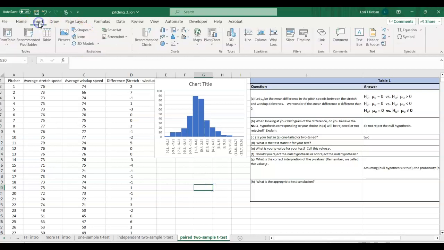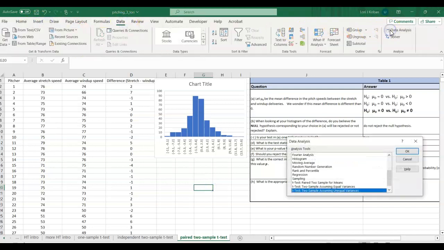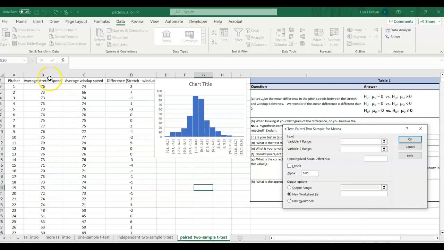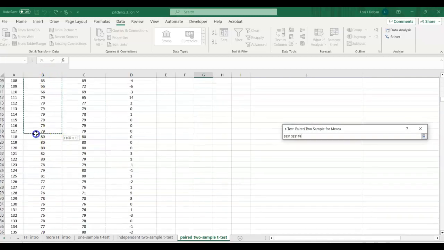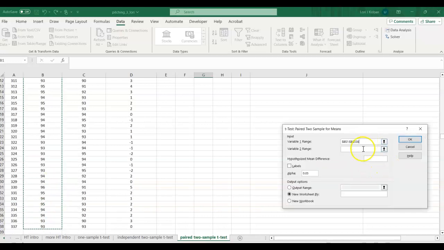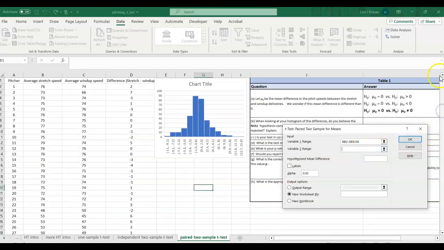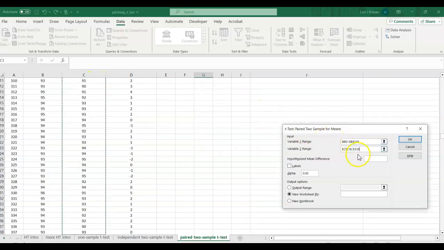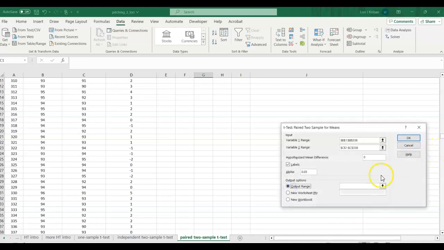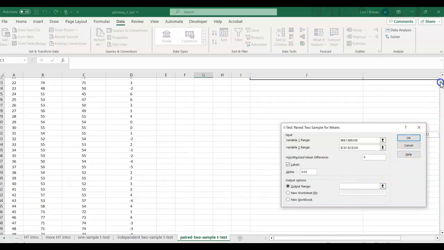So let's go ahead and run the test. We're going to look at data. We're going to look at paired data. We are pairing this first column, and then we're pairing the second column, and I'm going to highlight everything. I'm just going to Control-Shift down to get everything. We're hypothesizing the difference is 0. I did include the labels here. I have row 1, and we'll put the output up here.